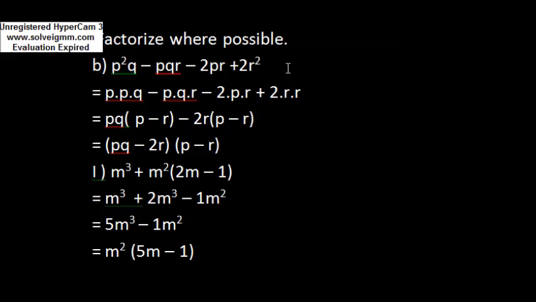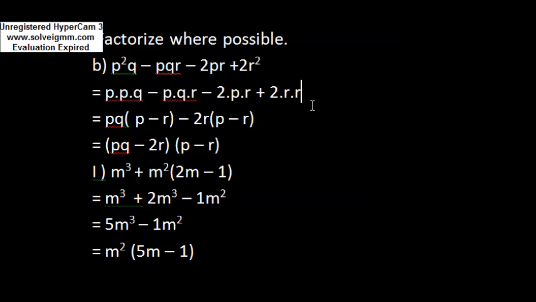factorize if possible. Part B, P square Q minus PQR minus 2PR plus 2R square. So P square Q can be written in this way also, P into Q, and PQR also as P into Q into R. Now 2PR, 2 into P into R, and 2R square as 2 into R into R. This step is not important, but only for your convenience I'm writing this step. In this way you can easily compare the terms.